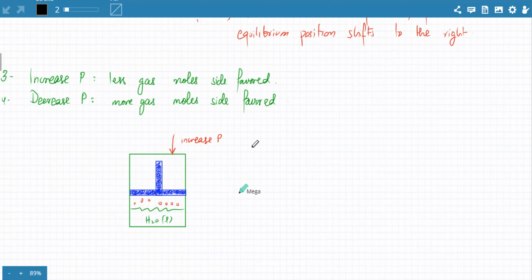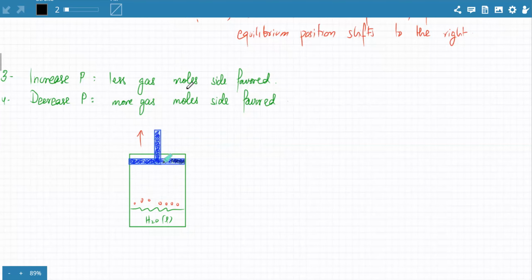What this means is that the side with less gas is favored. That means the side where there is less gas is going to be favored. And what's going to happen if I decrease pressure? That means I'm going to pull the piston upwards. So if I all of a sudden decide to decrease pressure, and the piston is now somewhere right at the top, now what's going to happen?